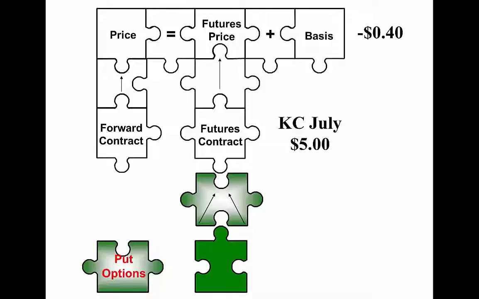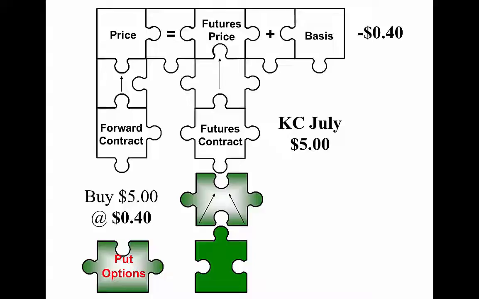Let's go to a put option contract rather than the futures contract. Again, the KC July is $5. Our expected basis is a minus 40 cents. This is a projected basis. We can buy a $5 put. Now, on the puts, the buyer gets to select the strike price. In this case, we selected $5.